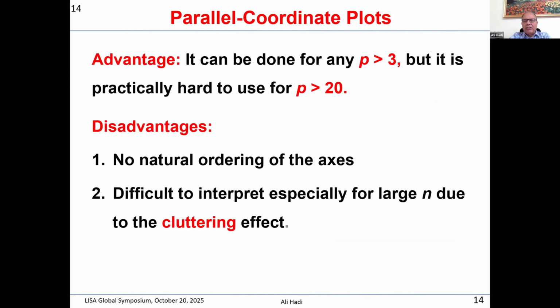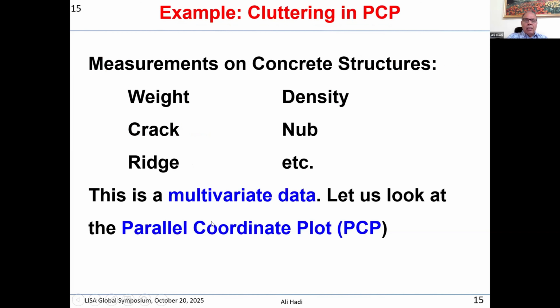The advantage here is that we can draw theoretically any number of axes, but practically up to 20 axes as long as the page will take. So we can see the data in up to 20 dimensions. The disadvantage of the PCP is that there is no natural ordering of the axes, x1, x2, x3, or we can take any permutation of them. With each permutation, the graph will look different. So it is difficult to interpret, especially for large N, due to the cluttering problem.